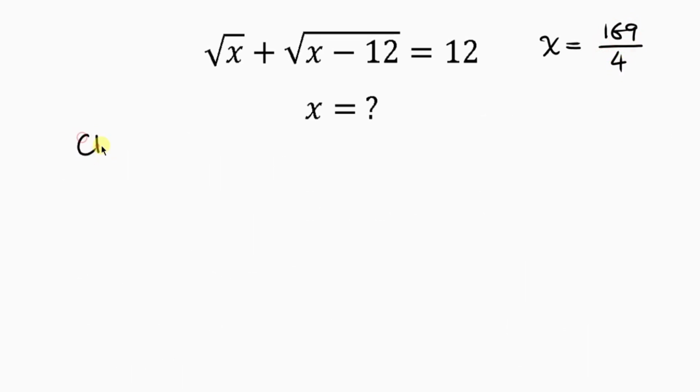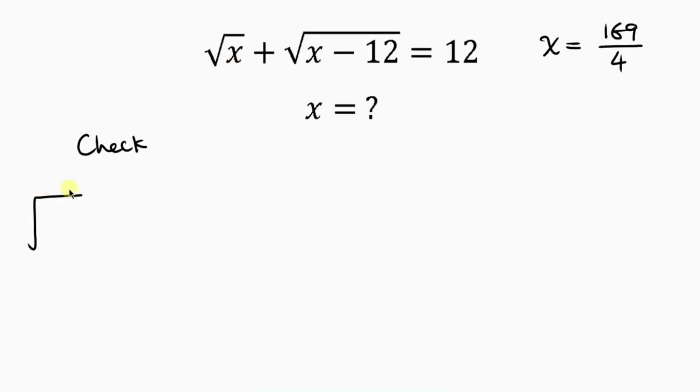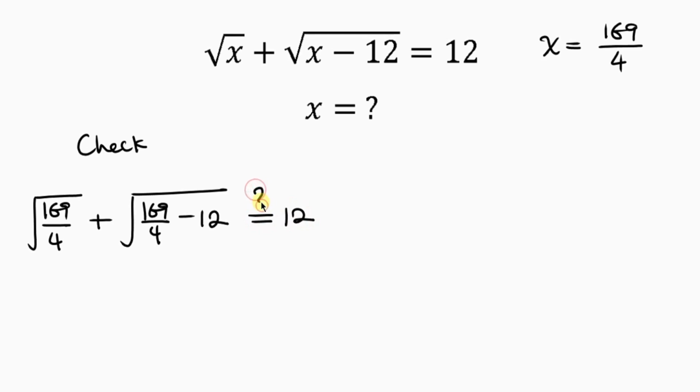Now let's check. On checking, we want to prove that the left-hand side is equal to the right-hand side with this value of x. So we have the square root of x, where x is 169 over 4, plus the square root of x minus 12, which is 169 over 4 minus 12. So we're proving to see if we're going to be having 12 as a result.